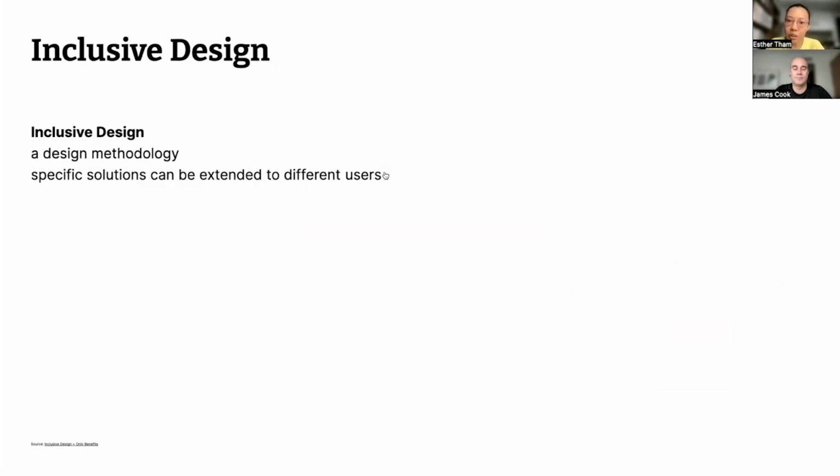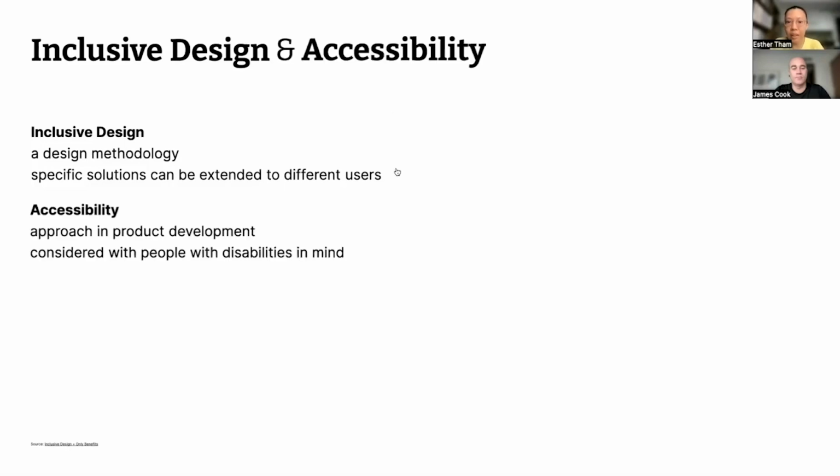Some of you might be wondering, where does accessibility fit in with inclusive design? Inclusive design is a methodology of designing specific solutions that can be extended to different users. For example, closed captioning is not just an aid for people who have a hearing impairment, but a tool that benefits everyone. Accessibility is an approach in building products which considers the needs of people with disabilities. For example, images having alt text to help people with visual impairment.